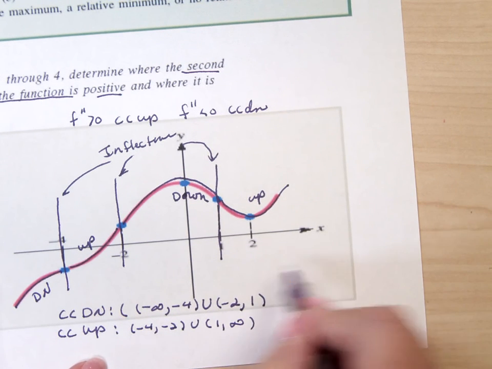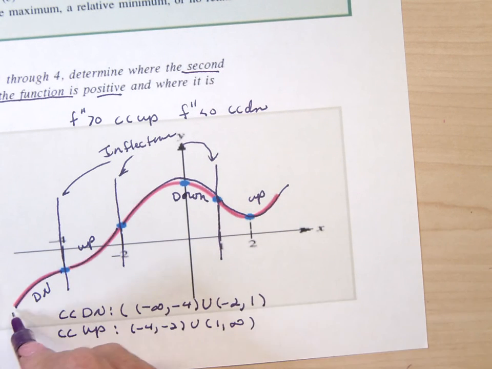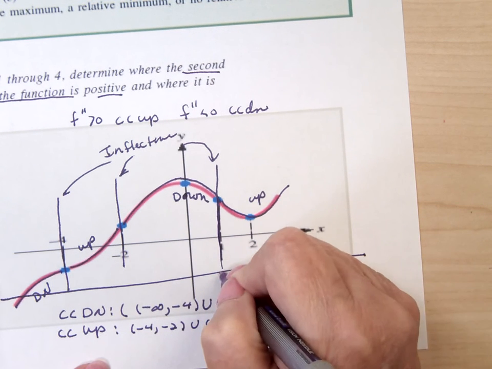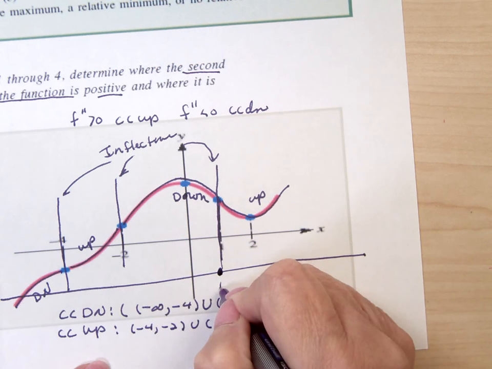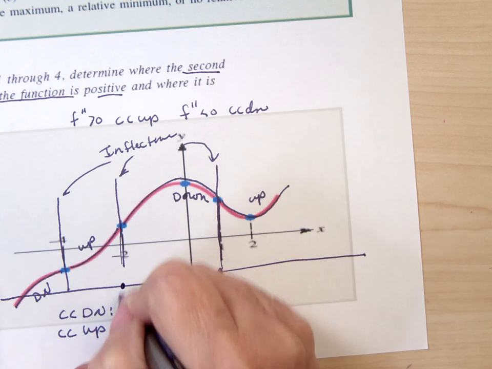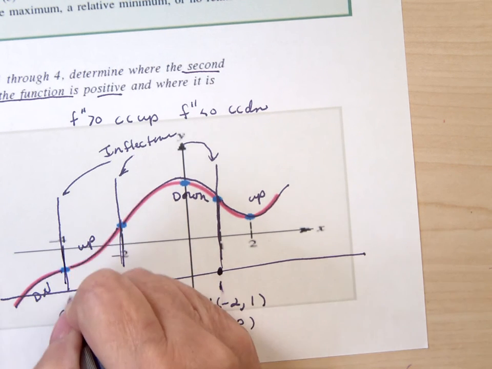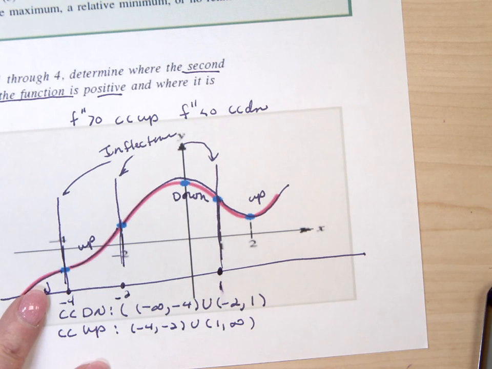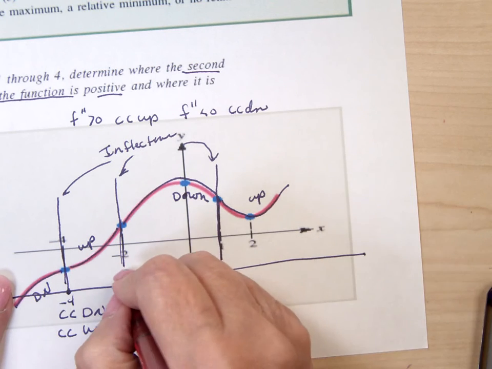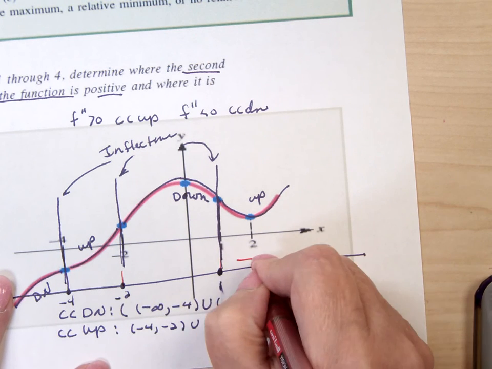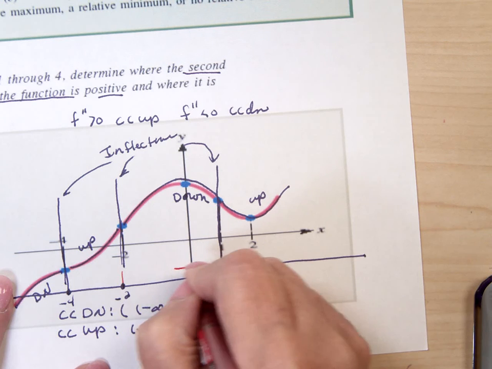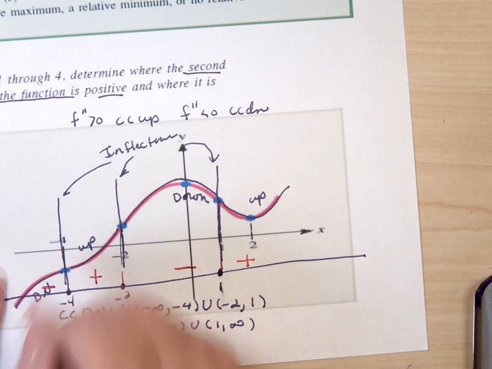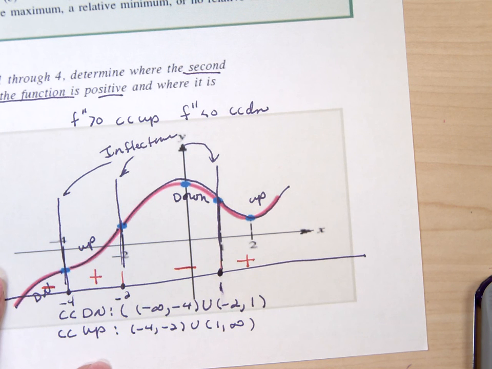If I were to look at this thing on a number line, there's an inflection point, so that's a critical number. There's an inflection point, so that's a critical number. There's an inflection point, so there's a critical number. Concave up, concave down, concave up, concave down. That's what we'll see on our number line.